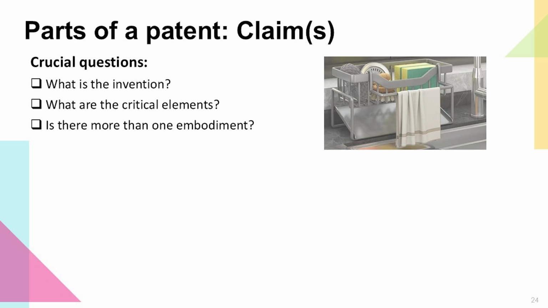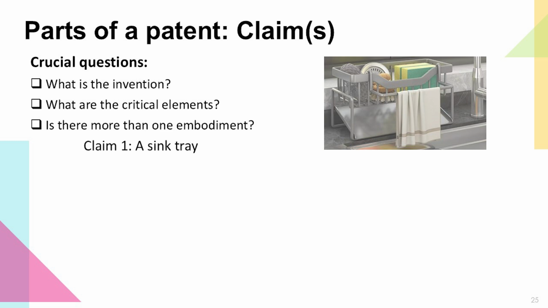And is there more than one embodiment to this invention? The product itself is one, but is there another way that it could be protected? Like the process to manufacture it, for instance, might be a further way to protect the device as long as it is new, useful, and non-obvious, of course.